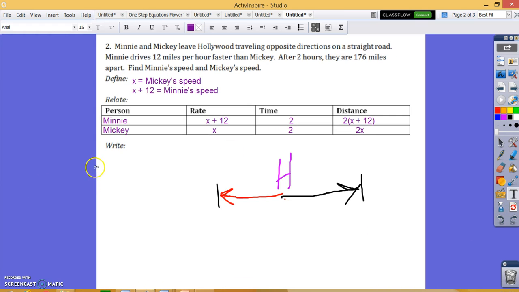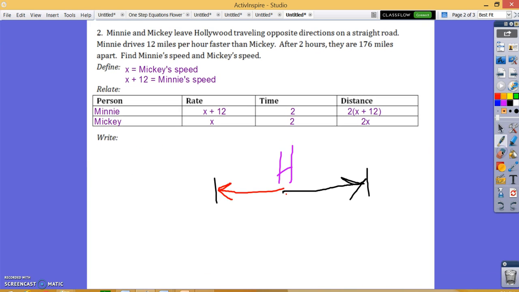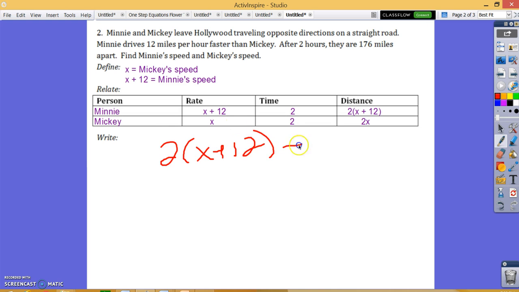So I can actually just write an equation. Okay. So x plus 12, which is Minnie. No, sorry, not that. Erase. Their distances add up to 176, and I'm going to erase this too, actually, just to give us some more space. Okay, so Minnie's distance was 2 times x plus 12, and then plus, because we're adding up Mickey's distance with that, and they're going to set equal to 176.